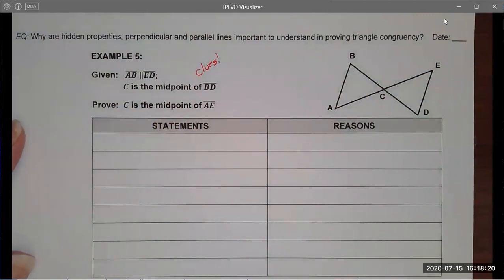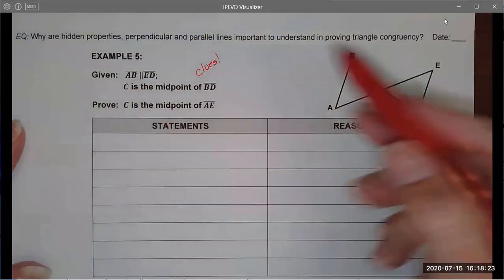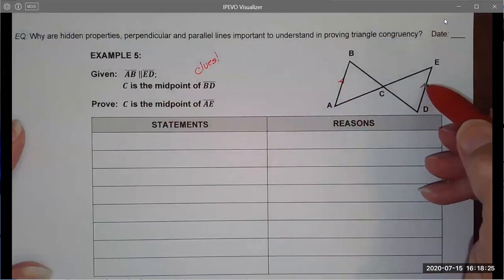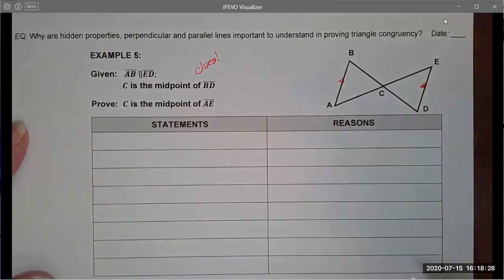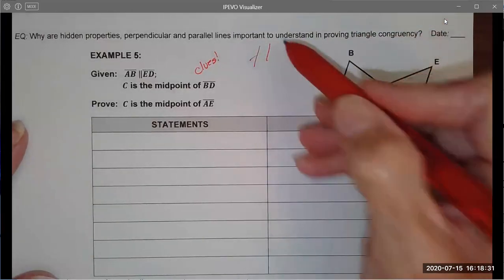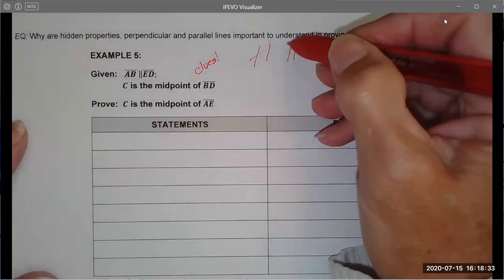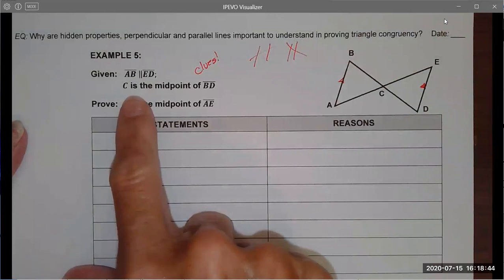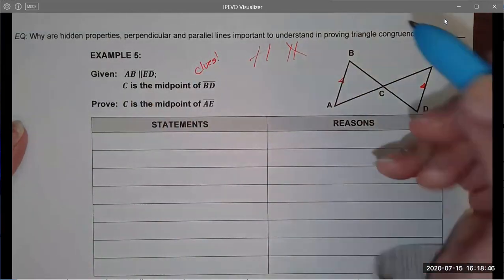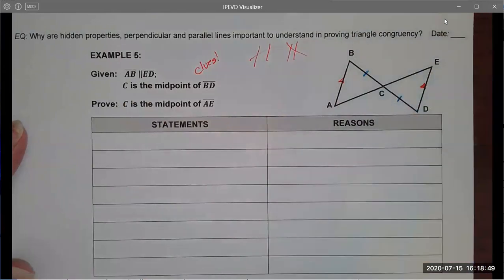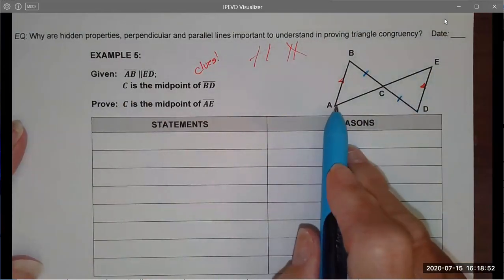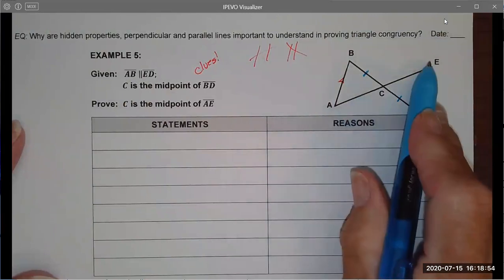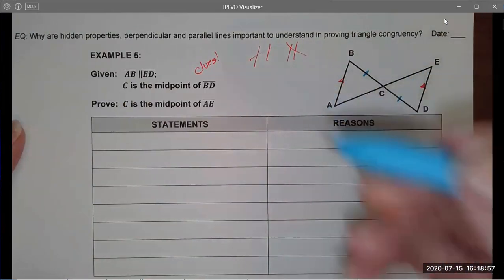Let's mark our picture with the congruencies that we have. First thing I notice is that AB is parallel to ED. And when I have parallel lines, I make cool noises. I've got parallel lines cut by two different transversals, depending on which one you want to actually use. C is the midpoint of BD. So I'm going to mark that before I get down into my angles. I could say by alternate interior angles that A is congruent to E. That would be this one.